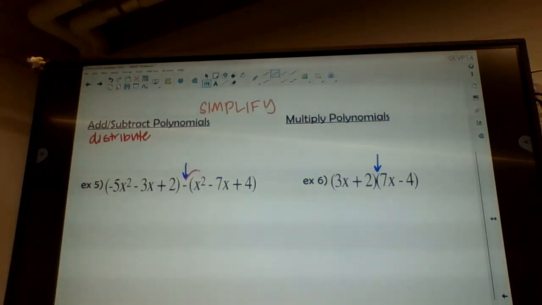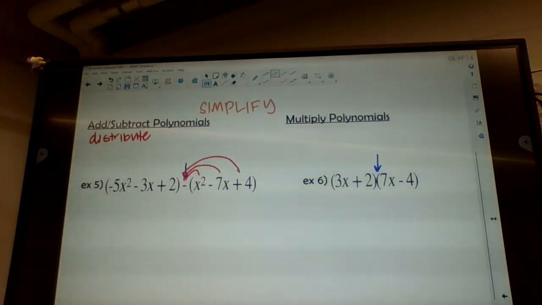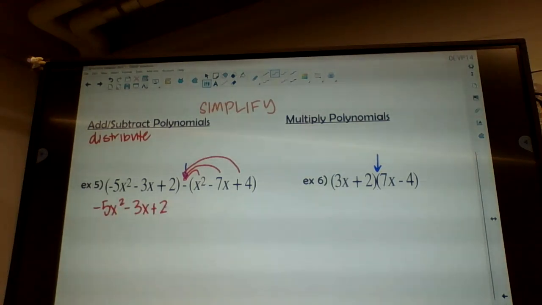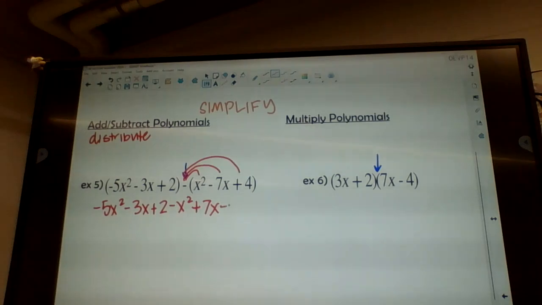And so we're going to distribute this negative, which is like a -1. But I'm only distributing to that second half of the problem. So the first half's going to stay as it is. But the second half's going to become a -x squared, a positive 7x, and a -4. Now all we're doing is adding and subtracting to combine the like terms. So we're going to add or subtract coefficients.